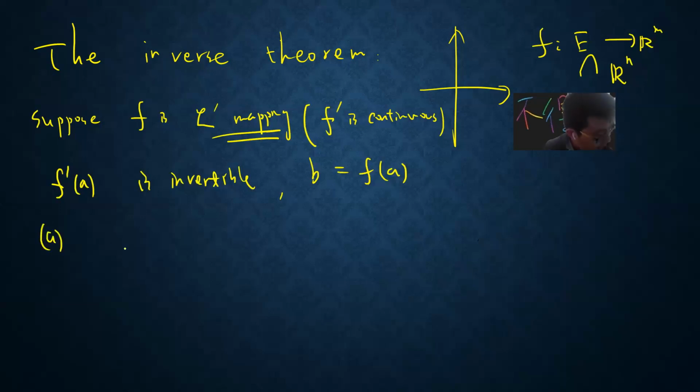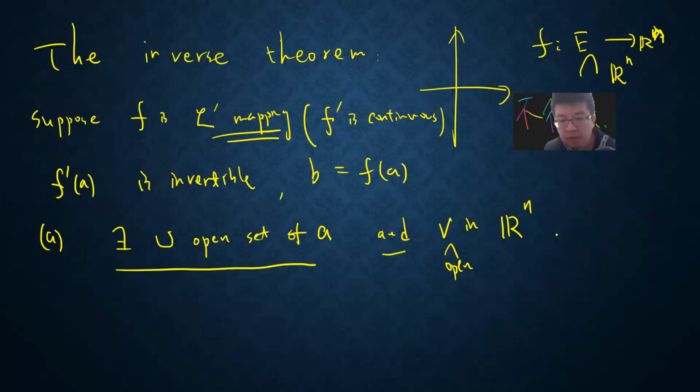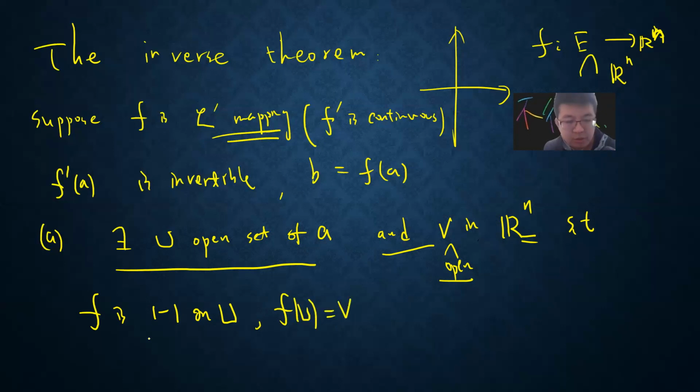Then we have the following. First, there exist an open set U containing a, and also an open set V, and since the matrix is invertible, V is an open set also in n dimensions, such that f is one-to-one on U, and basically f of U equals V. V is open. So basically it's one-to-one and onto on U.